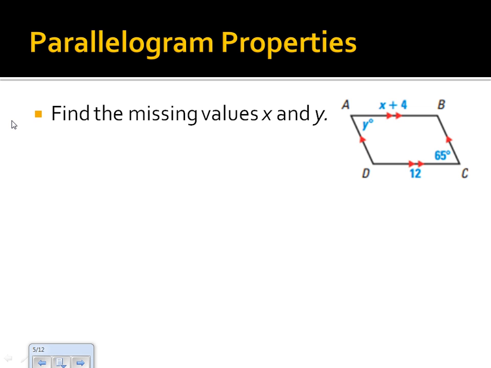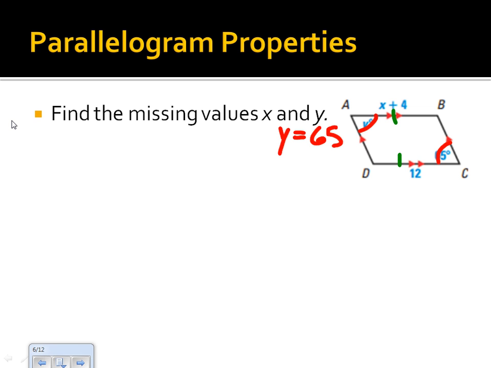If you take a look at my picture, see the red arrows? That tells me that they're both parallel. So what do I know about 65 and y? They're congruent. So if that one's 65, what does y have to be? 65. And what do I know about the sides AB and BC? They're congruent because they're opposite, right? So this is congruent to this one.